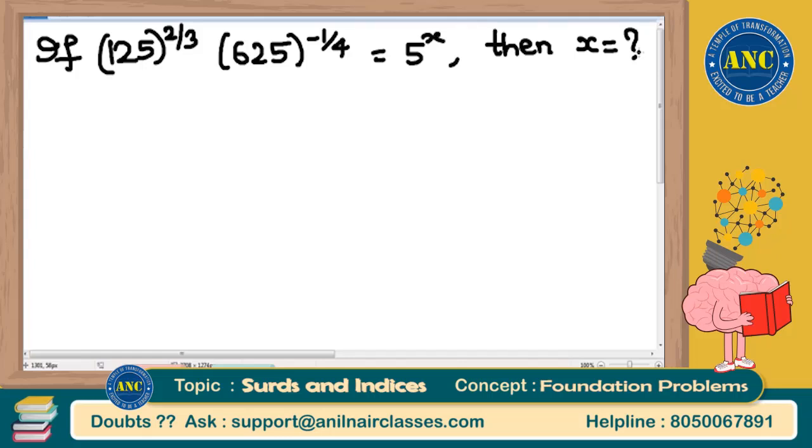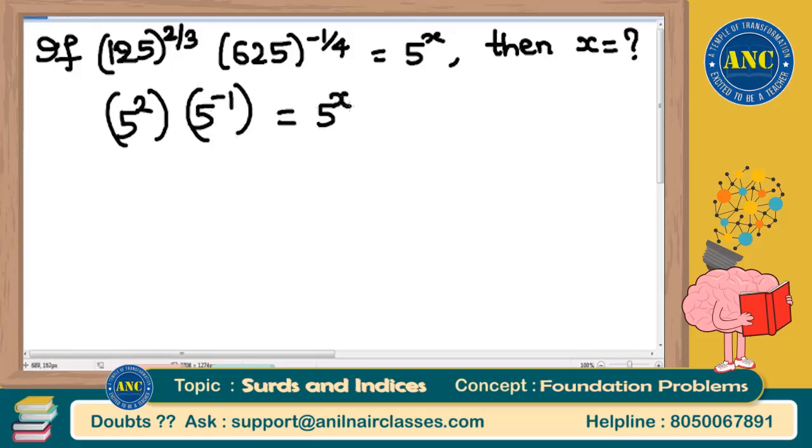Now listen carefully. Same logic. There is no difference in the way we are solving. These are all anyway very easy questions. 125 is 5 power 3. 5 power 3, whole power 2 by 3. That 3 and power 1 by 3 will cancel. You are left with 5 power 2. Similarly, 625 is 5 power 4. 5 power 4, power minus 1 by 4. 4 and 1 by 4 cancel. You are left with 5 power minus 1, equal to 5 power x.